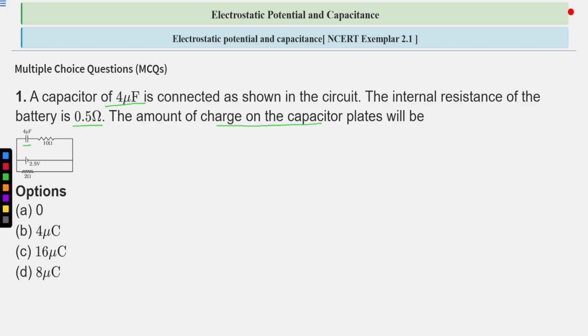This is a capacitor of 4 microfarad and there is a 10 ohm resistor connected in series with it. There is a battery of 2.5 volt having internal resistance 0.5 ohm, and another 2 ohm resistor is connected parallel to the battery. So the combination of capacitor and 10 ohm resistor, this battery and this 2 ohm resistor are all connected in parallel. The options are 0, 4 microcoulomb, 16 microcoulomb and 8 microcoulomb.